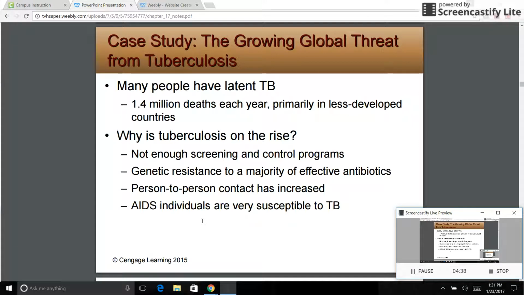1.4 million deaths each year, primarily in less developed countries, just because of the inability to detect, treat, and sustain people who become infected. It's really a result of a cultural poverty that exists and not having the necessary things to combat the disease. This is your example of a bacterial disease. You can also see genetic resistance to a majority of effective antibiotics. That's a key to telling you that it is a bacterial infection.